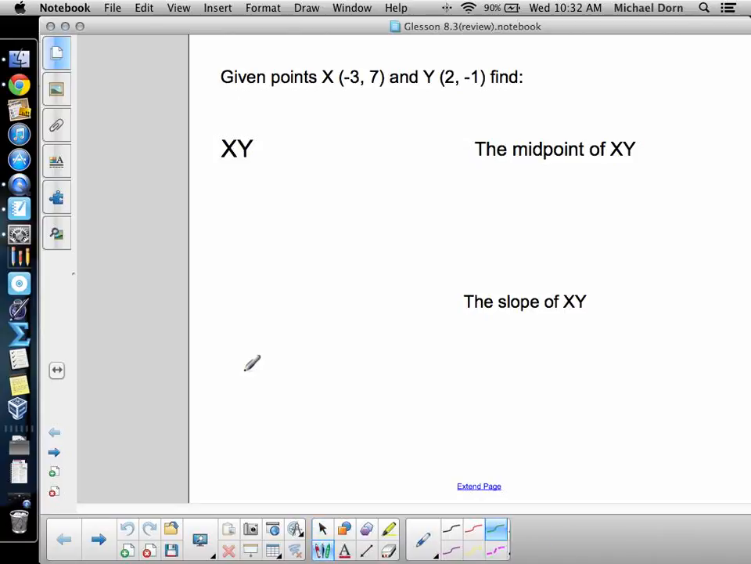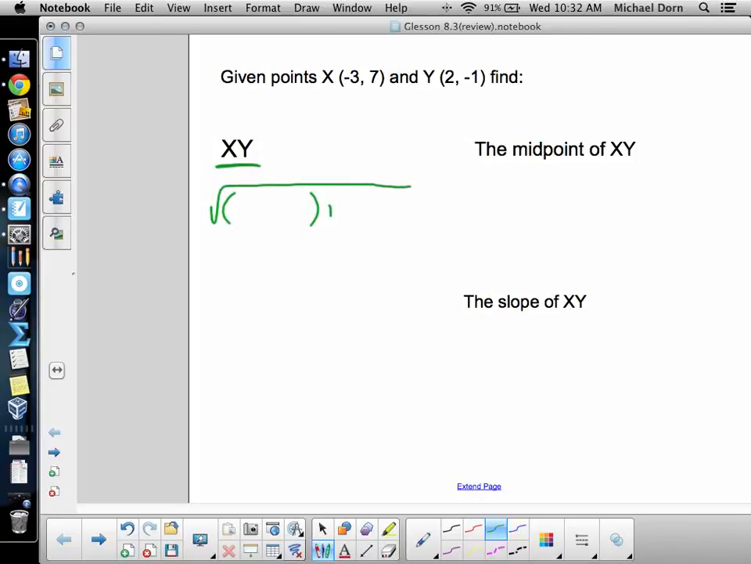Now, given x and y, it says find XY. And some people get confused by that. What do you mean XY? XY, that goes all the way back to chapter 1, means the length of segment XY. Which formula are we going to use to do that? Distance formula.